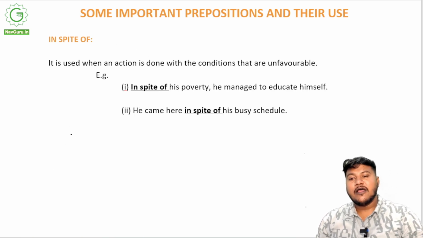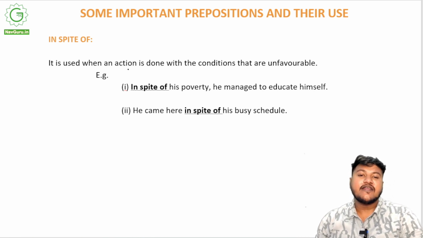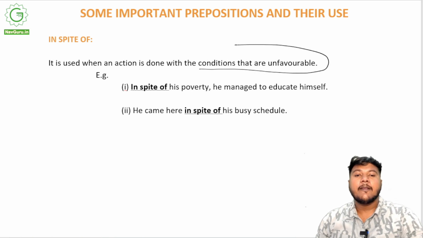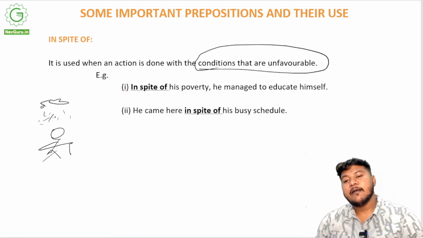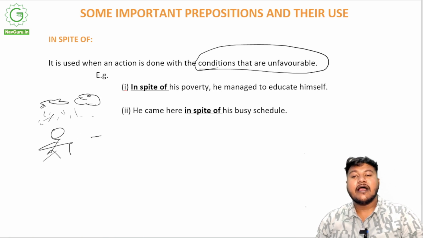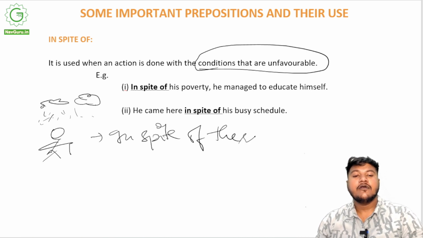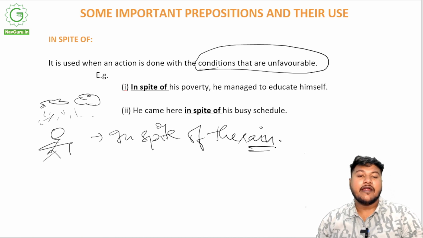In spite of. Now, see, in spite of is used when an action is done with conditions that are unfavorable. All right. So, like if I want to play, right, and it's raining, even after that, if I managed to play, I played in spite of the rain, right? This is how we use in spite of.